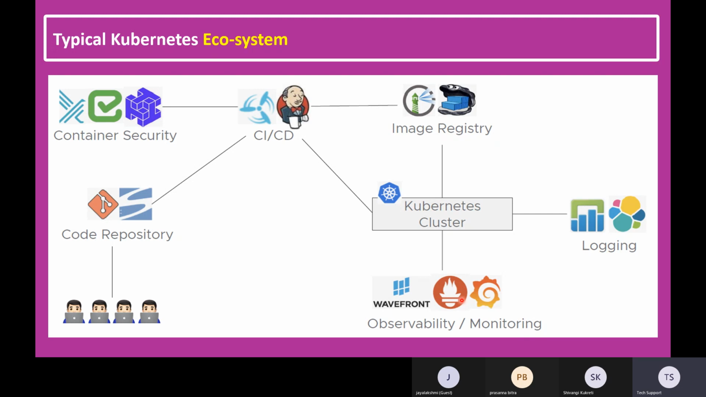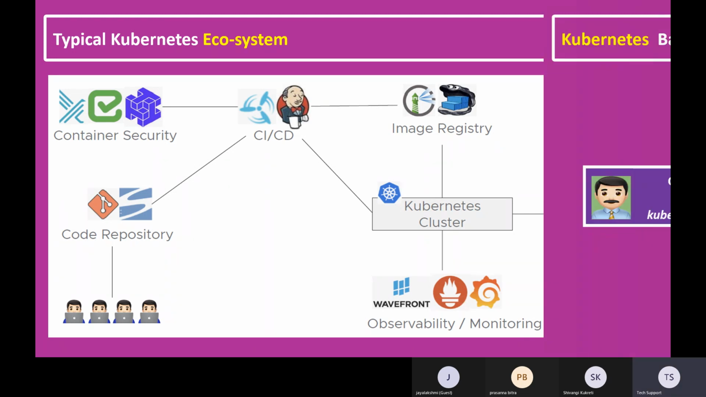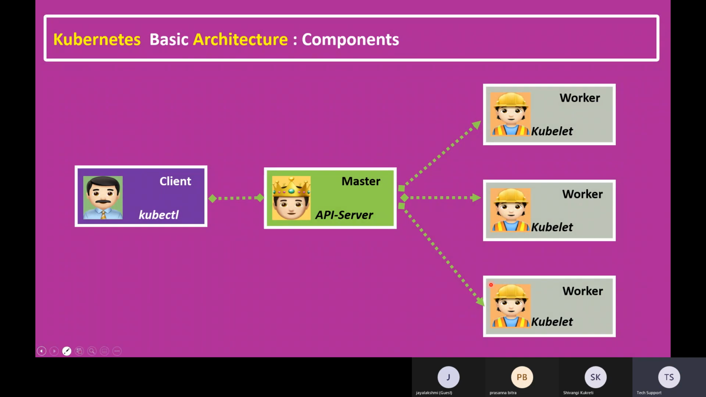Now we'll talk about the Kubernetes basic architecture components. Again, I'm just comparing with our vSphere cluster for easy understanding. In our vSphere cluster, if you remember, when you enable HA, within our ESXi hosts, it will configure one master, and the remaining three act like a prime.